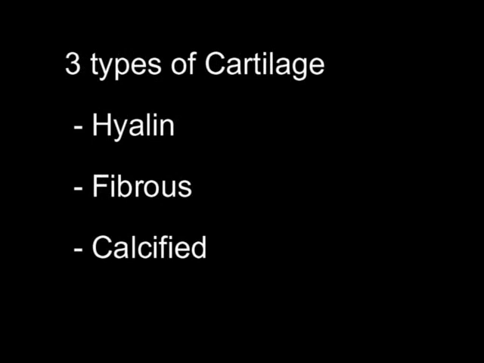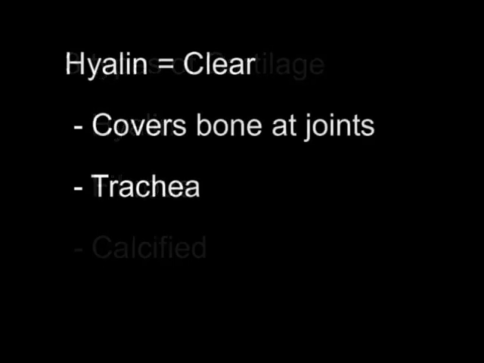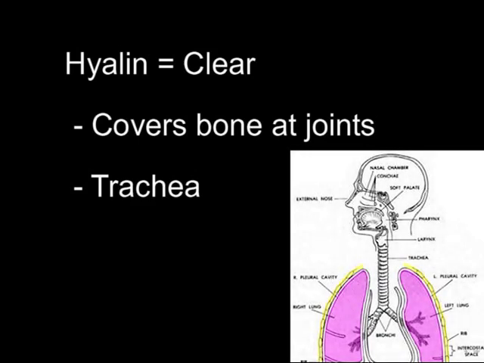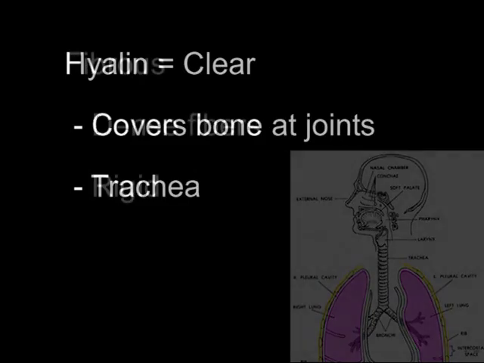There are three types of cartilaginous connective tissue: hyaline cartilage, fibrous cartilage, and calcified cartilage. Hyaline means clear. Hyaline cartilage connective tissue appears homogeneous and clear. This type of cartilage helps to cover bone surfaces at joints. Hyaline cartilage is found as incomplete rings which keep the trachea or windpipe open.